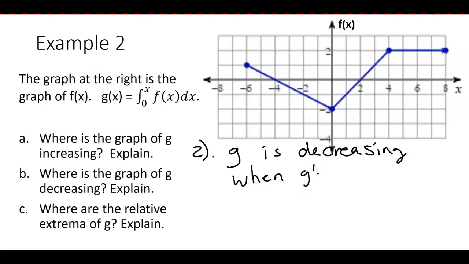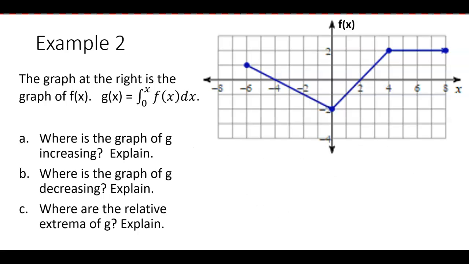Which equals f is negative. And where does that happen? Parenthesis or bracket? There you go. Because it's below the x-axis from here to here, not including the endpoints. All right. Where are the relative extrema? -4 and 2. Good job.